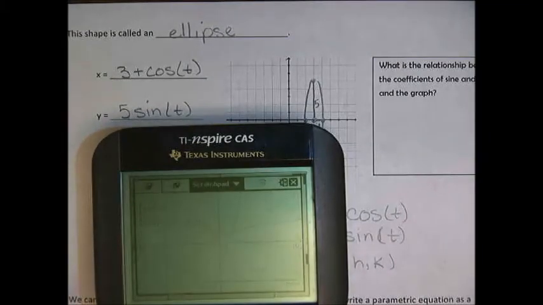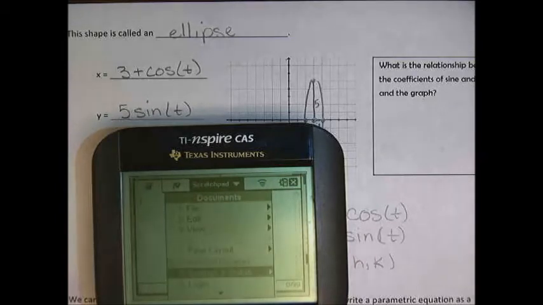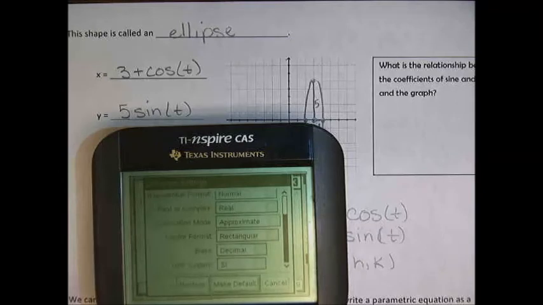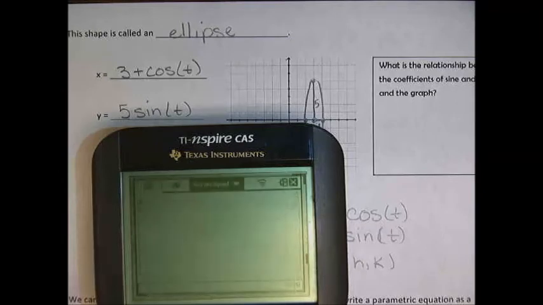Clear my calculator. When you do this, make sure you check your settings. It's really important that if you're going from 0 to 2 pi, your document settings need to be in radians. So I hit the doc button and I'm going to change those to radians. And go back to the graphing calculator and menu and change the graph type to parametric.